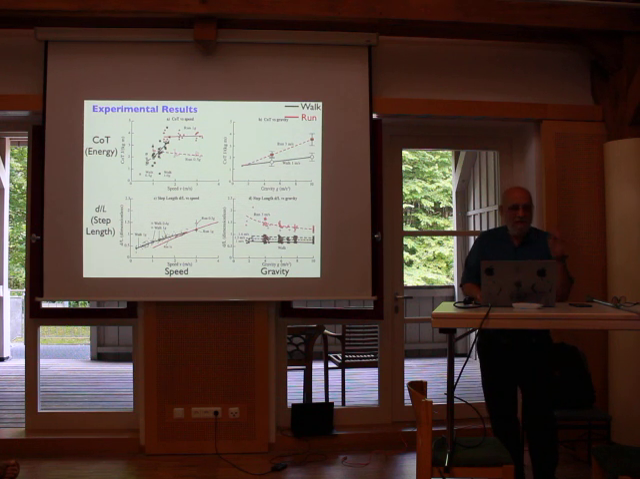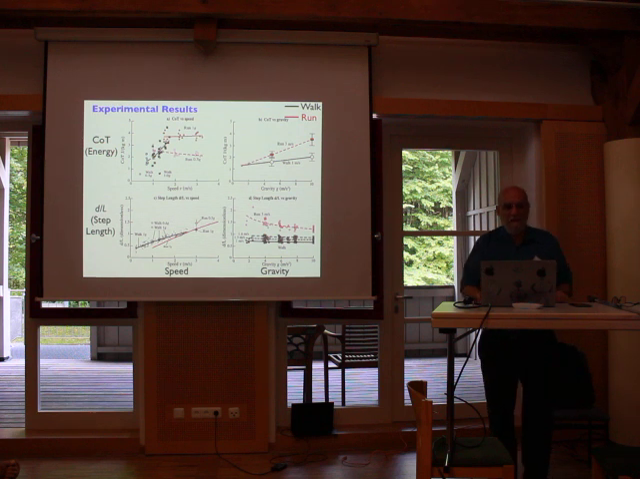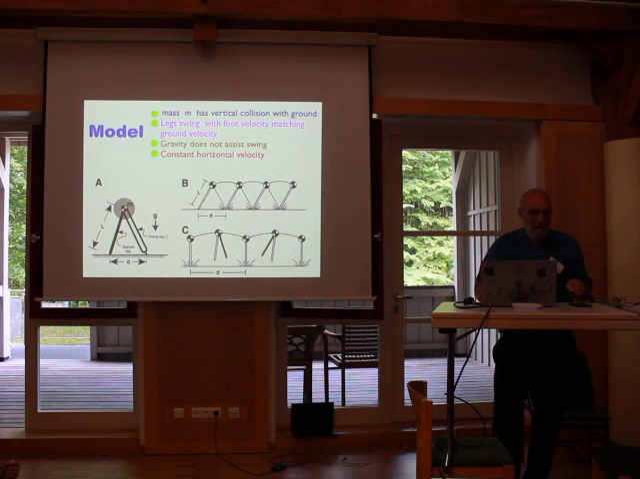The main thing to remember is that it's just the cost of transport for running and the cost of transport for walking, and how they depend on speed and gravity. Okay, so now what about getting a model for this?